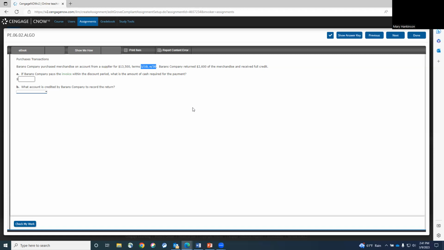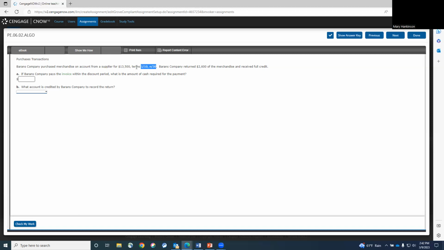So this highlighted here are your credit terms. The 1/10 states that if you pay this invoice within 10 days of the invoice date, they will provide you with a 1% discount. If you do not pay it within 10 days, then the total amount is due within 30 days of the invoice date. So the 1/10 means you'll get a 1% discount if you pay it within 10 days. The N/30 means that the full amount is due within 30 days of the invoice date.